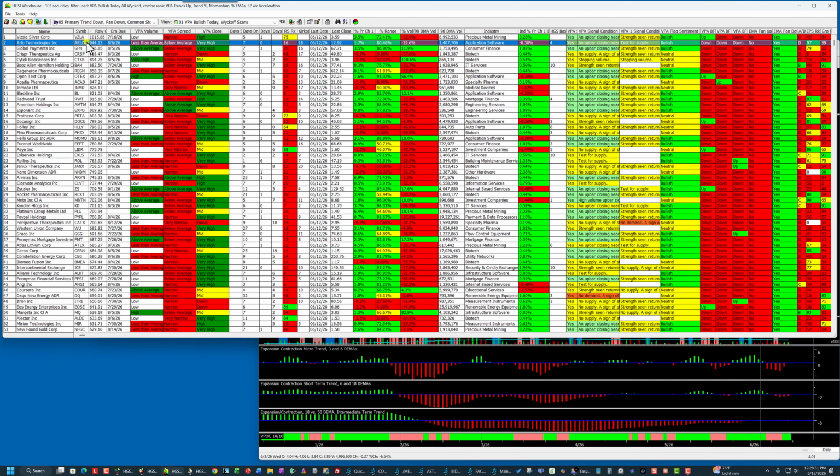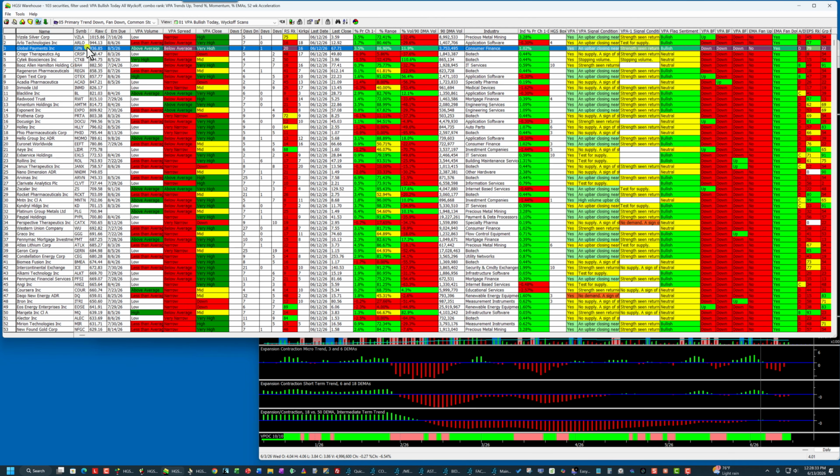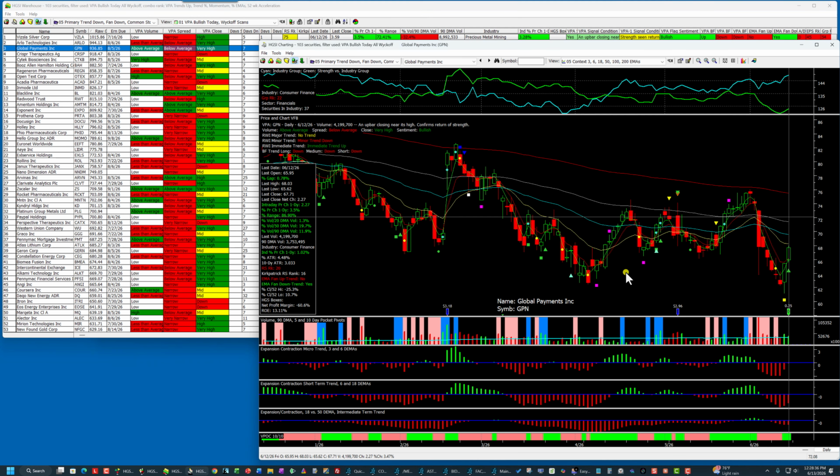Let's look at, here's a name I know, GPN. You can see the fan is down here. That's why it's in the primary trend down. It sold off on this day. Sentiment is neutral, as you can see, but there is strength seen returning after a downtrend. High volume adds to strength. So above average volume here. And then here's the confirmation yesterday. But boy, there's all kinds of resistance on this stock.